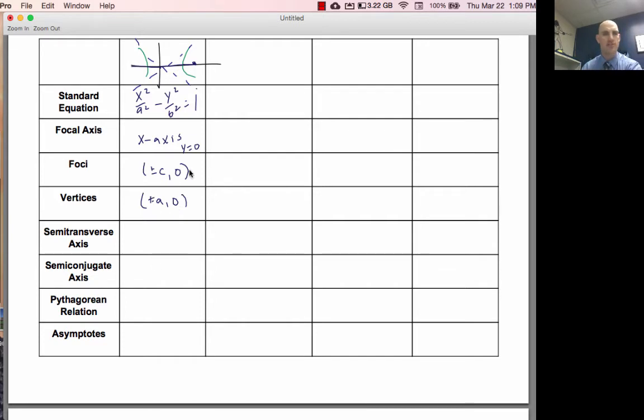My transverse axis is the one that goes through the vertices. So the length of half of that axis, the semi-transverse axis, is a. The length of the semi-conjugate axis, remember that's b. Pythagorean relation for this one is c squared equals a squared plus b squared. And I've got these asymptotes to help me with that. y equals plus or minus b over a times x.